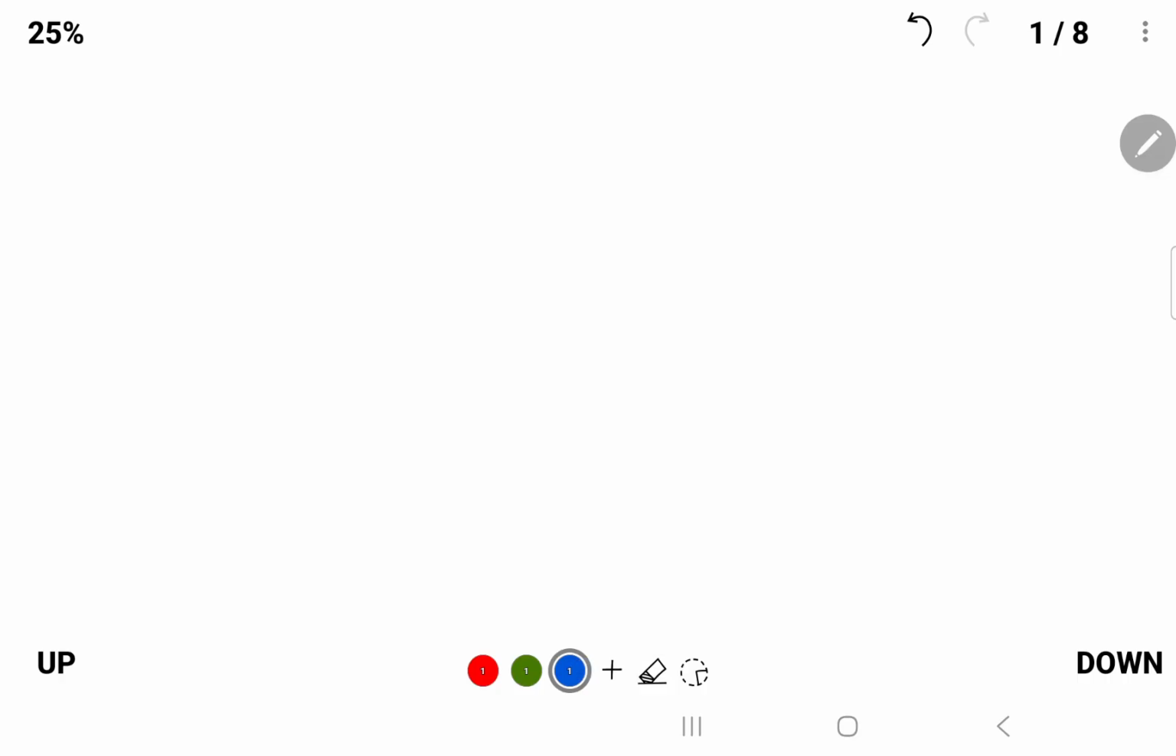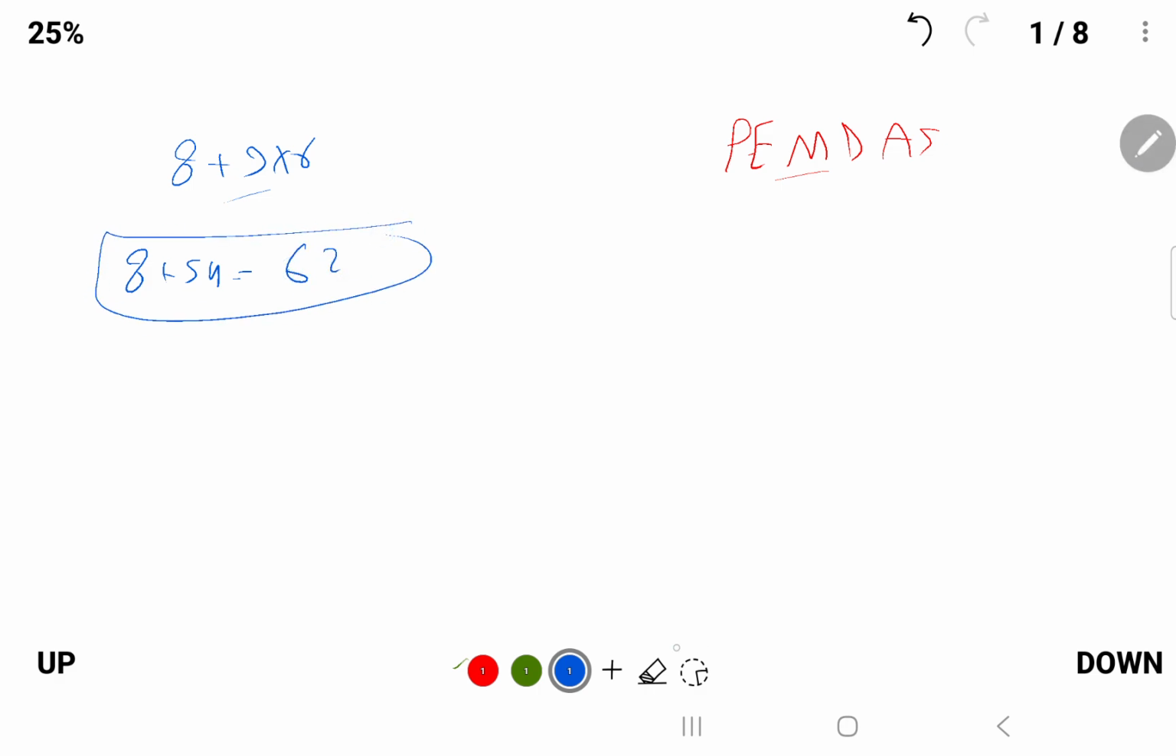Now, what about if you have this example? 8 plus 9 times 6. Now, we have PEMDAS. Now we see multiplication has more priority than addition. So first we multiply 9 times 6. 9 times 6 is equal 54. Now 8 plus 54 is equal 62. So this is the answer.